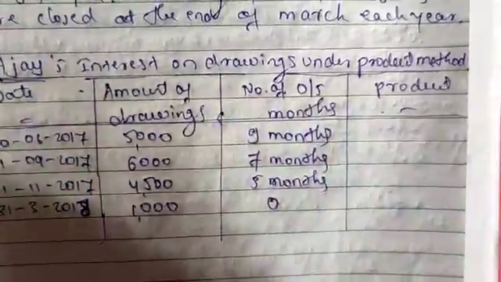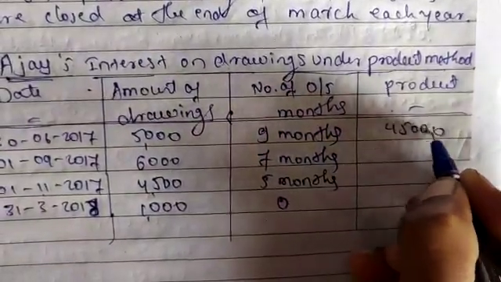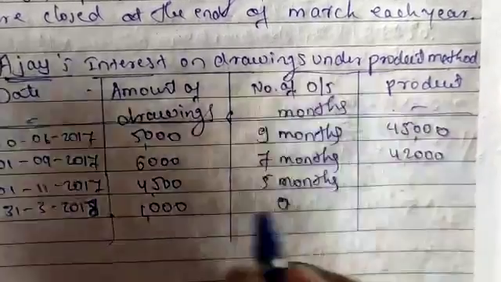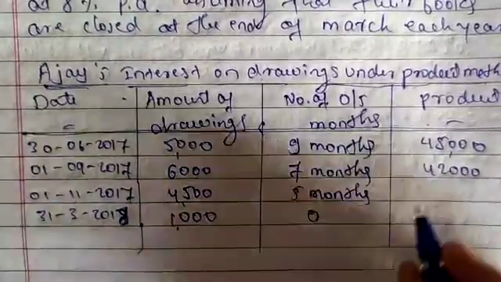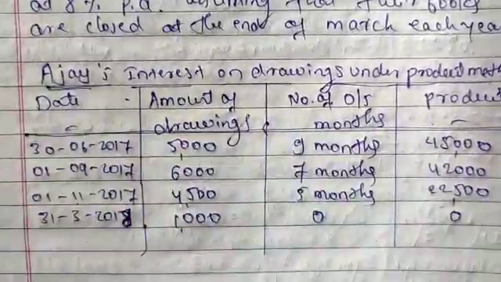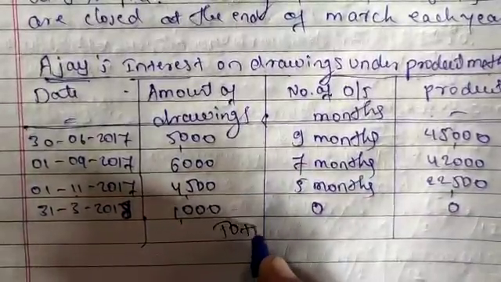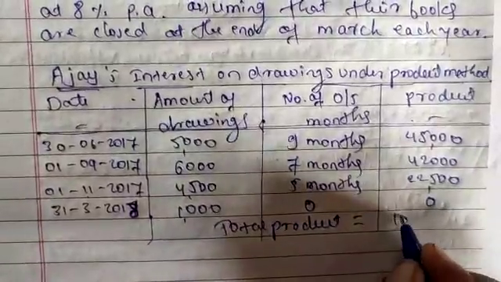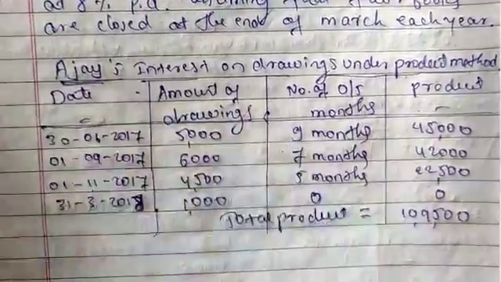So calculate the product. 5,000 into 9, 45,000. 6,000 into 7, 42,000. 4,500 into 5, that is 22,500. And this is 0 months, so 0 product here. So the total product is 1,09,500. Total product is got here as 1,09,500.